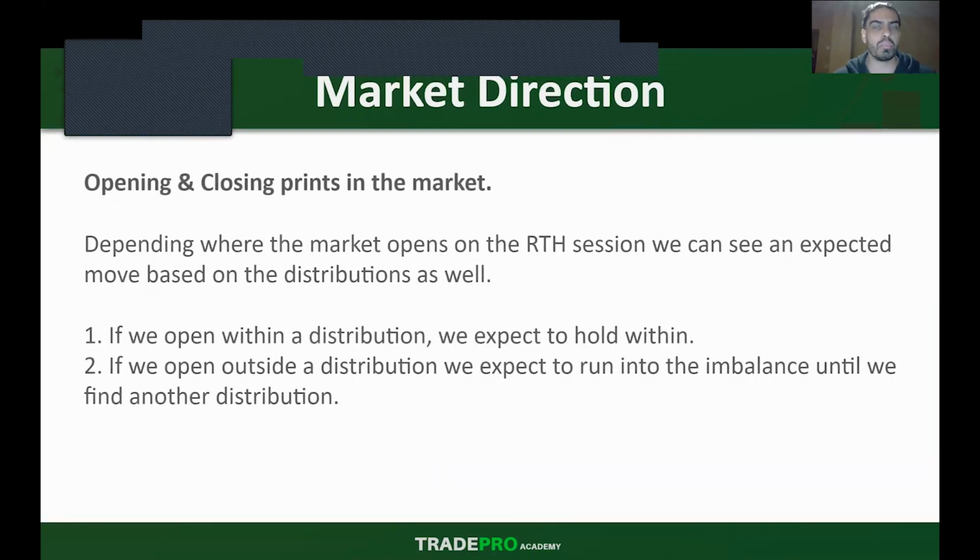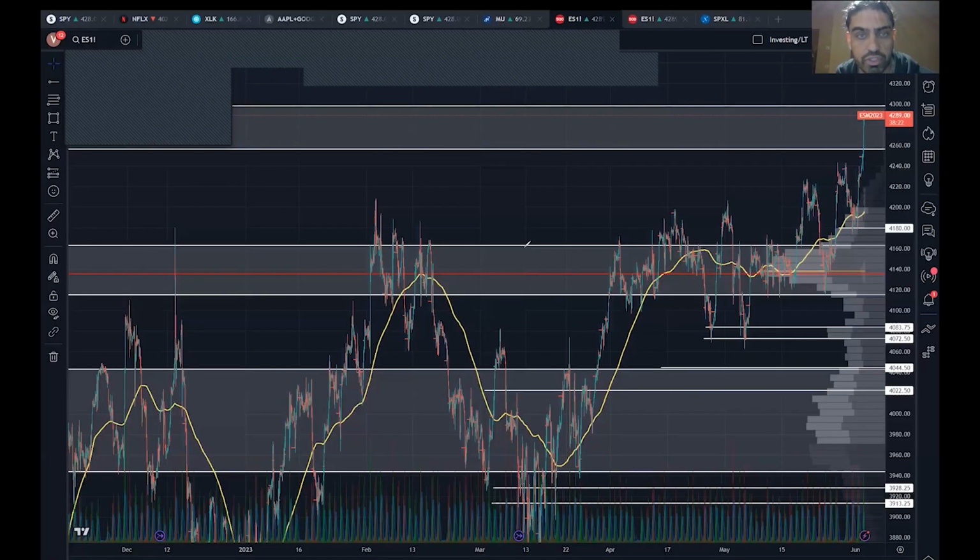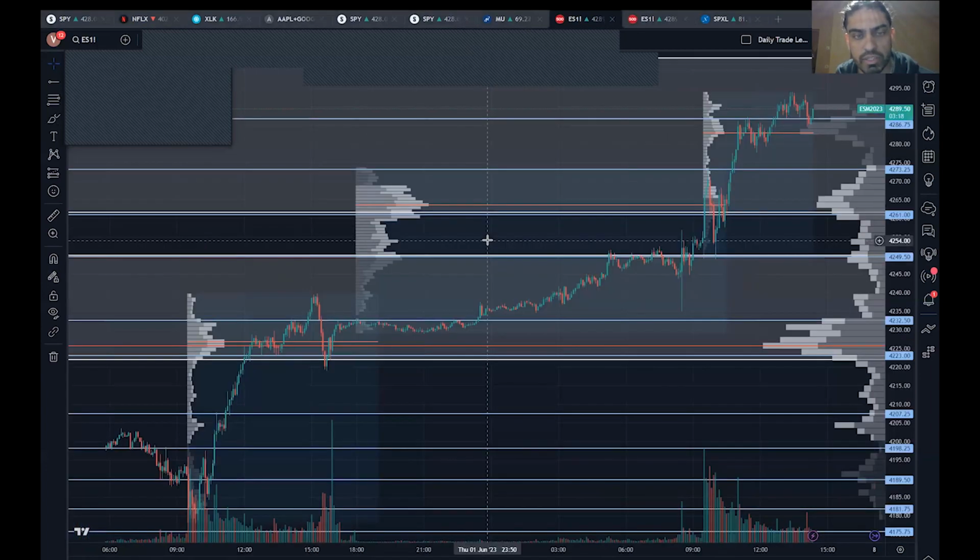Depending on where the market opens on the regular trading hour session, we can expect a move based on the distribution as well. So let me take you through the thought process of what had happened on today's session, right? Today's distribution block, because it's fresh in our minds. We've seen it multiple times. And this is the screen. So these are my distributions. The white blocks are my distributions.